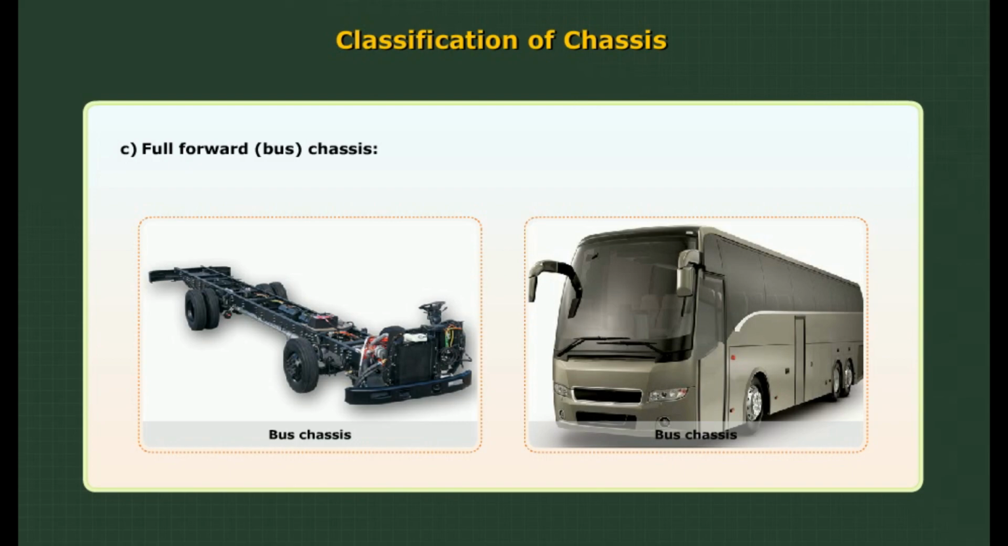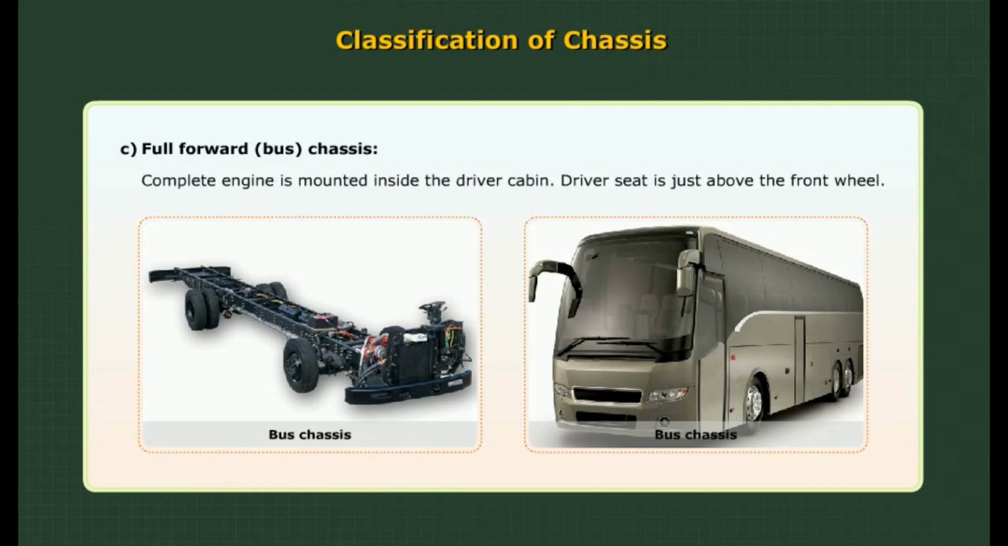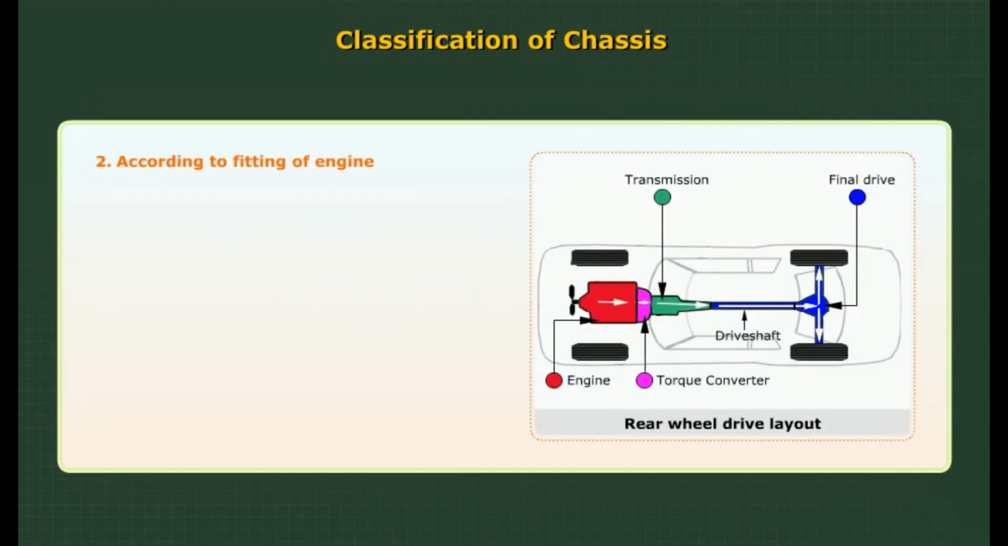C. Full forward bus chassis. Complete engine is mounted inside the driver cabin. Driver seat is just above the front wheel. 2. According to the fitting of engine.